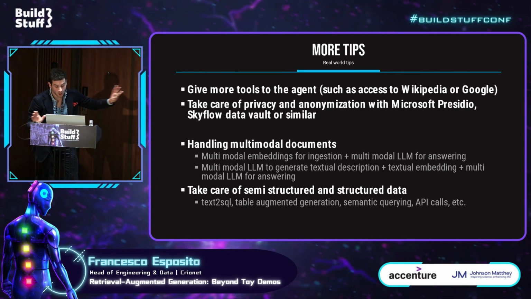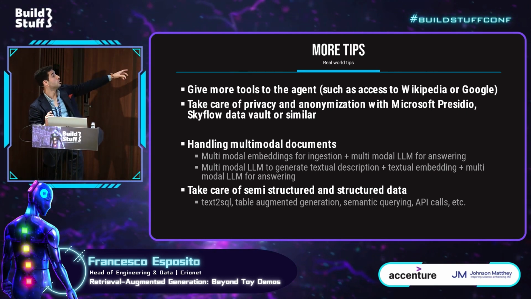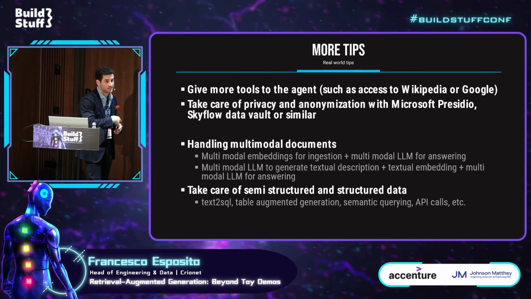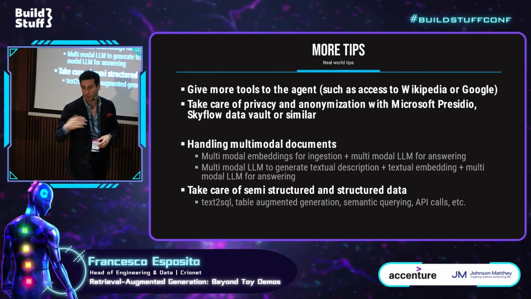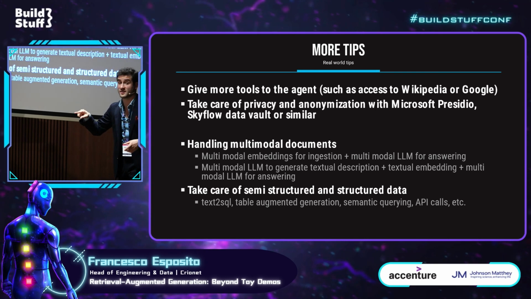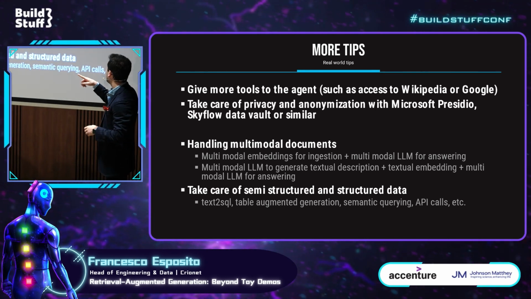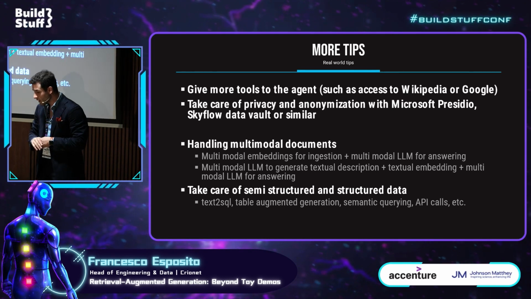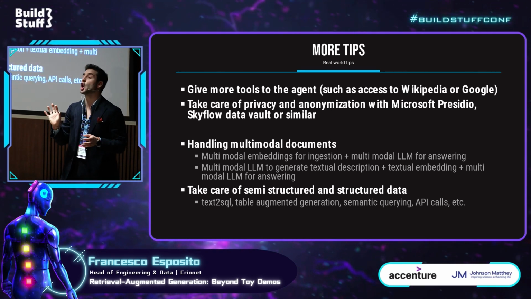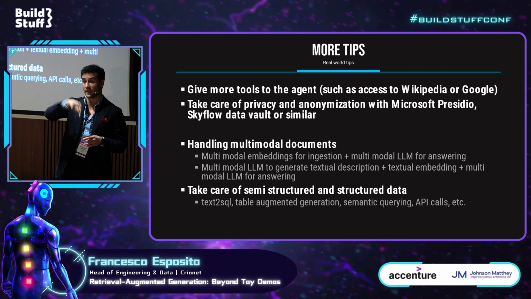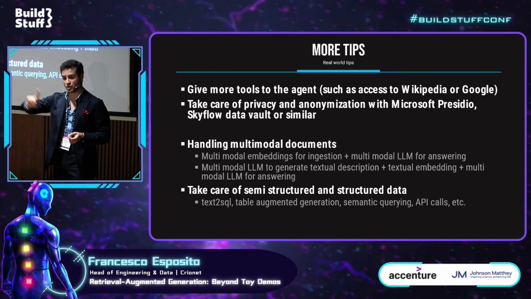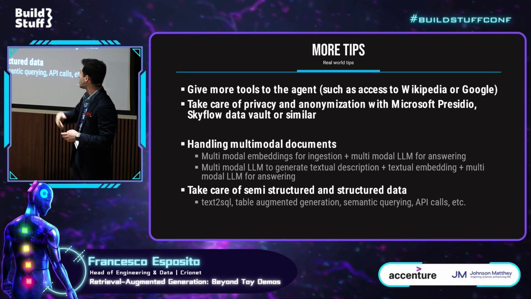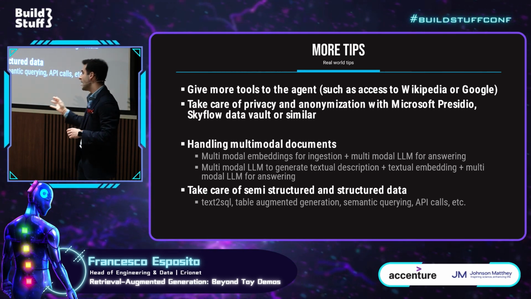A few more tips and I'm done. Real-world tips: give more tools to the agent, such as access to Wikipedia or Google and so on. If privacy is key in your use case, then you should anonymize the question and the context before passing it to the final model for the answer generation. We usually do that with Microsoft Presidio, but Skyflow Data Vault is also great at that.